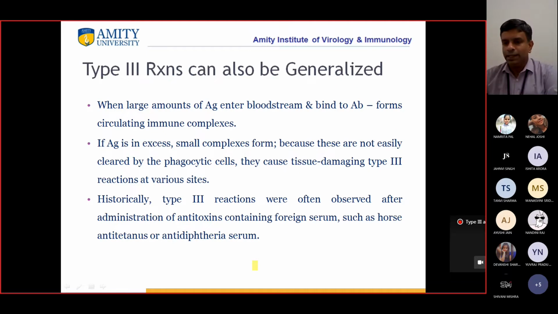Now, as I said, they can also be generalized. If it is in circulation, they can get deposited anywhere and cause type 3 reaction. So when a large amount of antigen enters the bloodstream and binds to antibody, they form circulating immune complexes. When they are in the bloodstream, they are the circulating immune complexes, and if antigen is in excess, small complexes form because they are not easily cleared by the phagocytic cells.